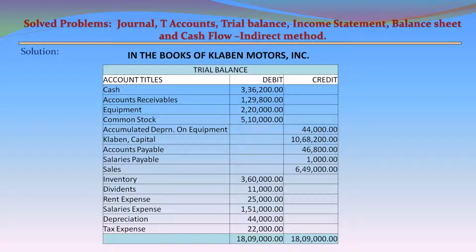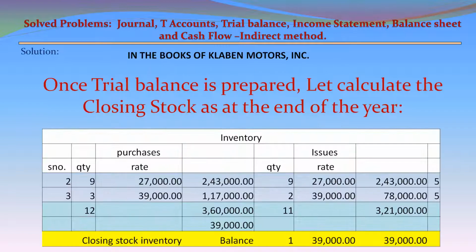Total of debits comes to $1,809,000 and the total of credits comes to $1,809,000. Once the trial balance is prepared, let us calculate the closing stock as at the end of the year.